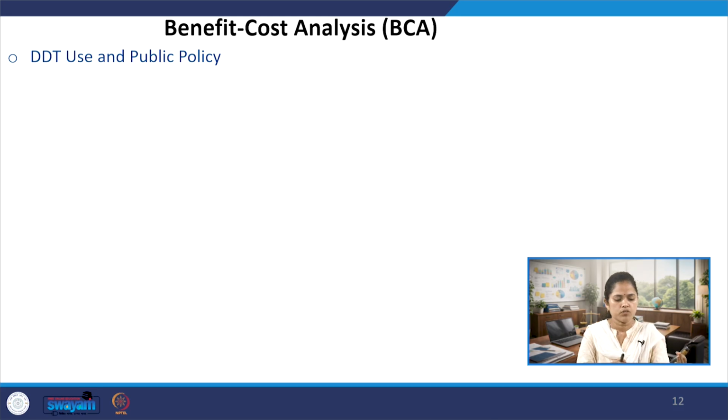So let's discuss benefit cost analysis by taking an example of DDT use. DDT is a very strong poison, and the repercussions of the use of this poison have already been reported by many scientific journals.